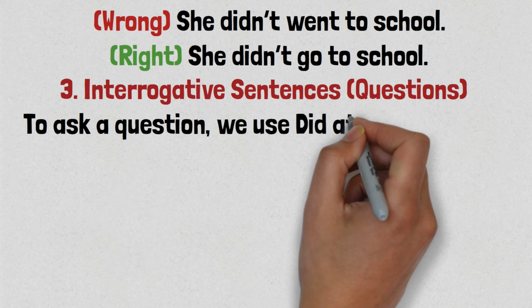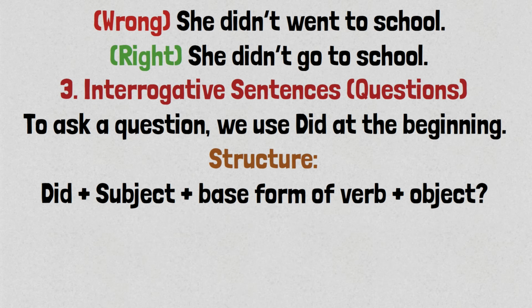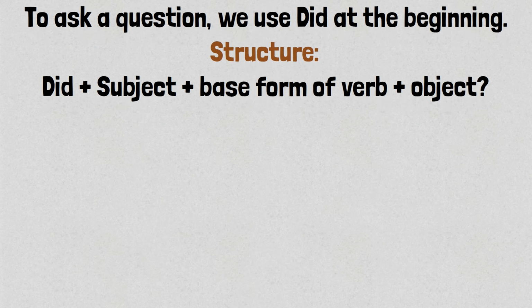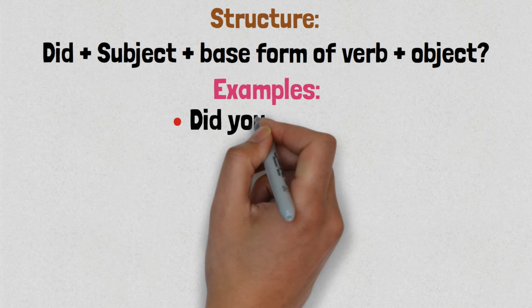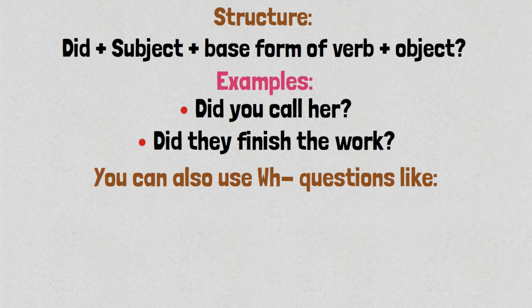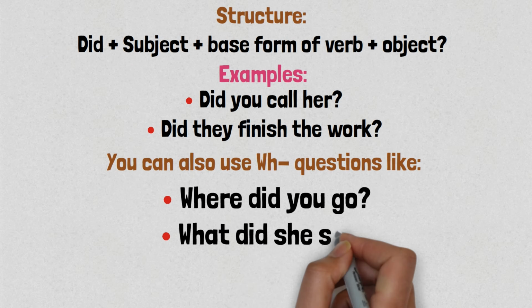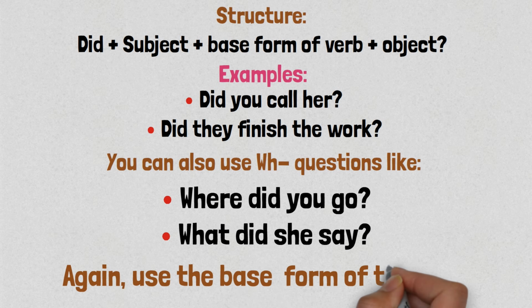Three, interrogative sentences, questions. To ask a question, we use did at the beginning. Structure: Did plus subject plus base form of verb plus object. Examples: Did you call her? Did they finish the work? You can also use questions like, where did you go? What did she say? Again, use the base form of the verb.